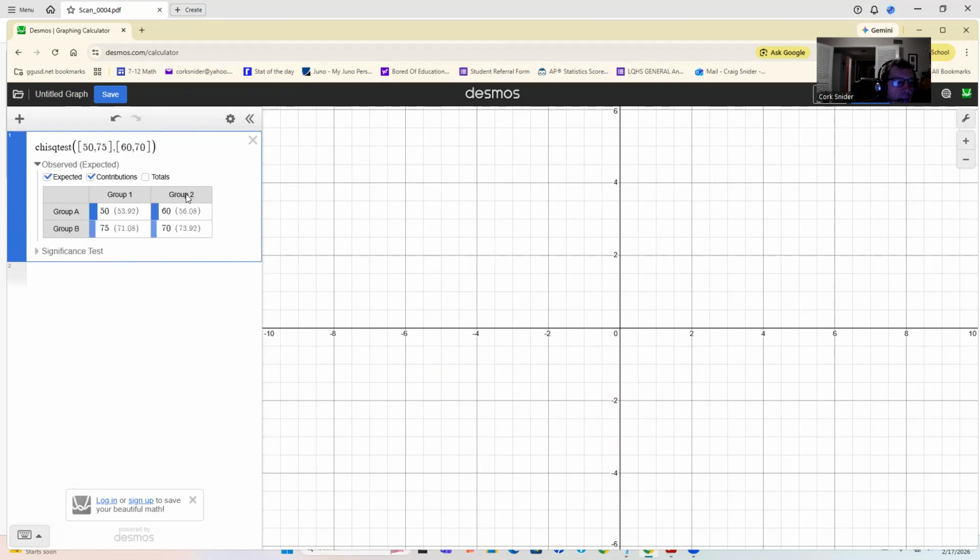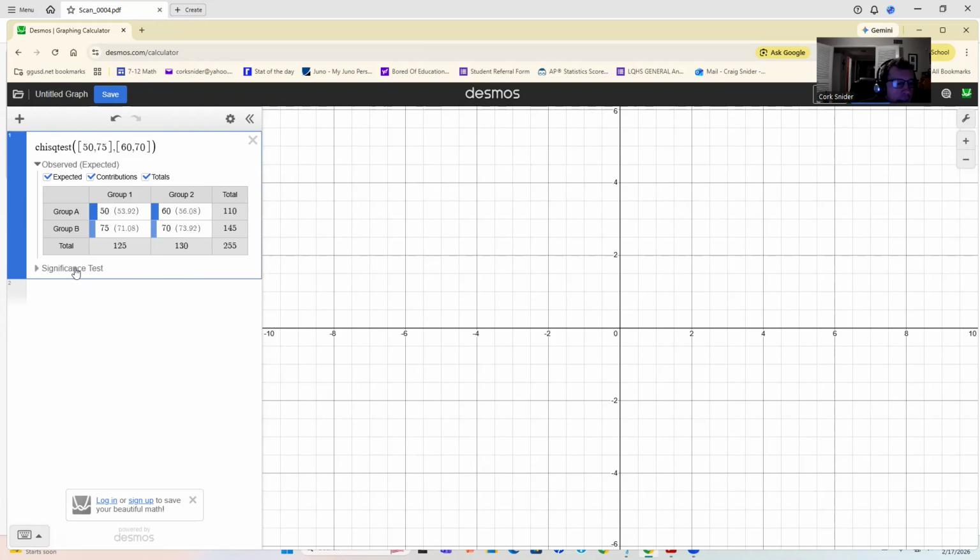You can put the contributions. They put little bars to show how big the contributions are. And you can click on the totals if you want. So you got all that. So there that is. It's pretty easy, huh? And you should know how to do O minus E squared divided by E individually. You would do O minus E squared divided by E on 4 of these, add them together, and then turn it into a p-value, okay?